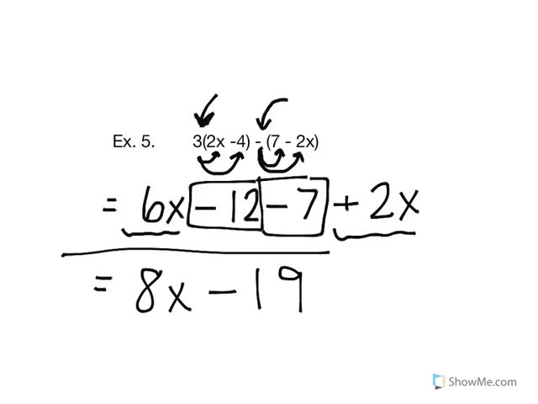This is our final simplification. We have x terms, we have constant terms. They can't be added together. We've cleaned everything up as much as we can.